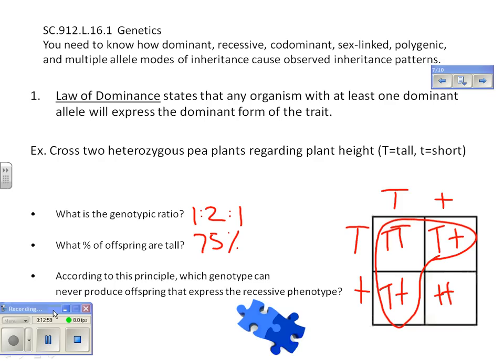This principle, which genotype can never produce offspring that express the recessive phenotype? Think about it. If you have to have at least one dominant trait to be dominantly expressed, the ones that can never express recessive are going to be homozygous dominant. No matter what they're crossed with, even the homozygous recessive, there will at least be one capital letter in each box. So homozygous dominance can never pass on enough alleles for their offspring to express the recessive trait.